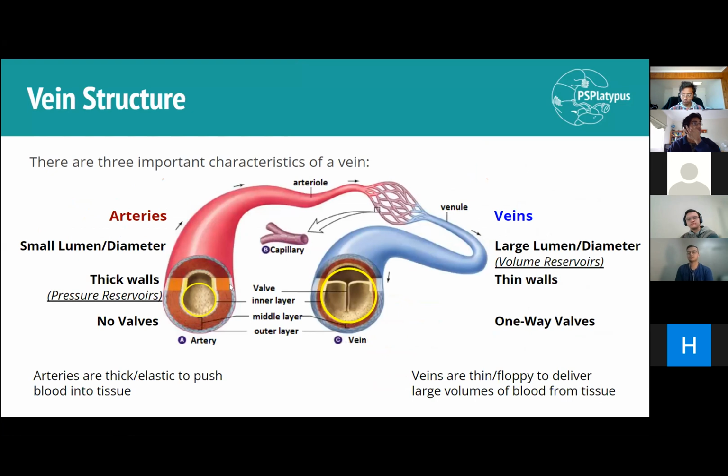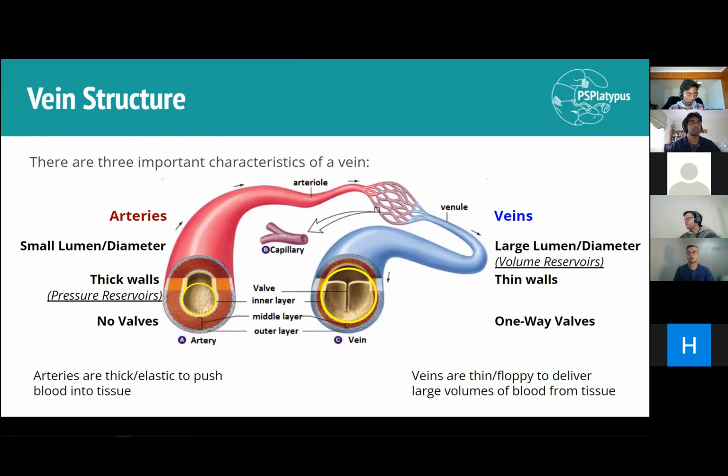Now, there's a lot you can say about the structure of a vein, but we're only going to focus on 3 important aspects. We'll compare that to an artery, because that's the point of comparison we want to make in terms of how venous return is different to arterial supply of tissue. Veins, as opposed to arteries, have a much bigger lumen, so they have a bigger capacity to hold blood. They're actually called volume reservoirs for that reason.